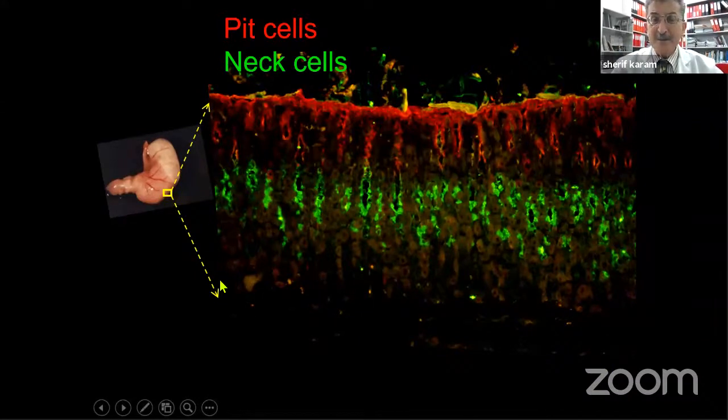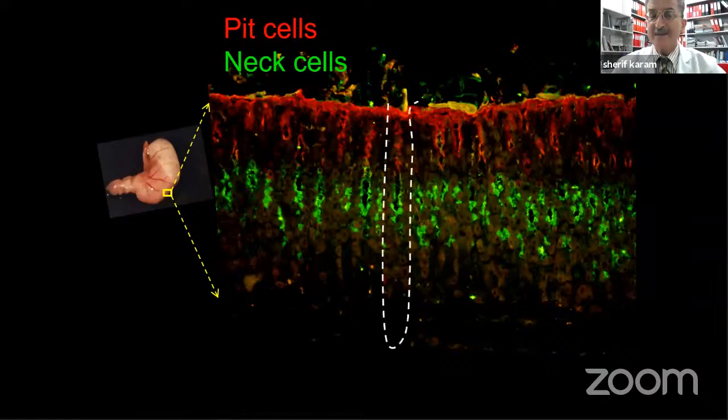And if I make a boundary for one gland, this is actually representing one gland. So it's like a test tube. And you can see how many they are. There are many of these glands side by side like this. So the markers of these two cells stain two different types of cells, and they show an area at the junction which is to some extent labeled. It could be labeled with the green color of neck cells or the red color of pit cells, or it doesn't have any label at all.